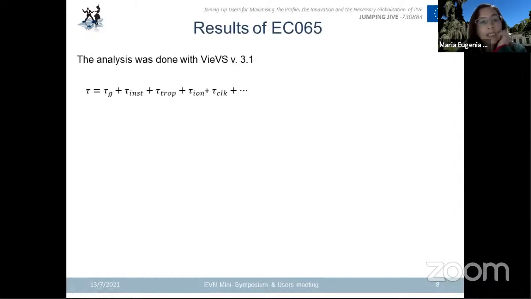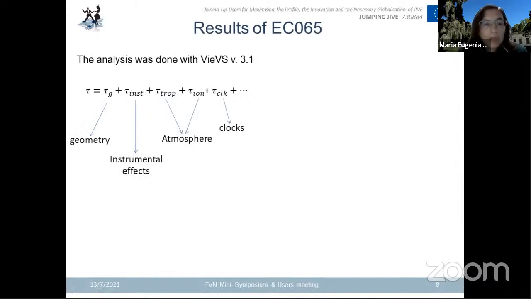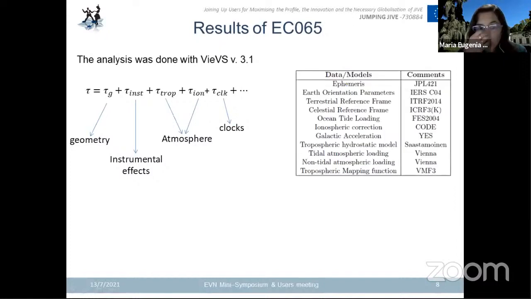Just to remind, the delay has several components. Here we have the geometry, the instrumental effects, the atmosphere, so the propagation media, and clocks, and many other effects. So we need to measure or model them. So we use the models that we have on the right. It is not a full list of models, but we use many of these.